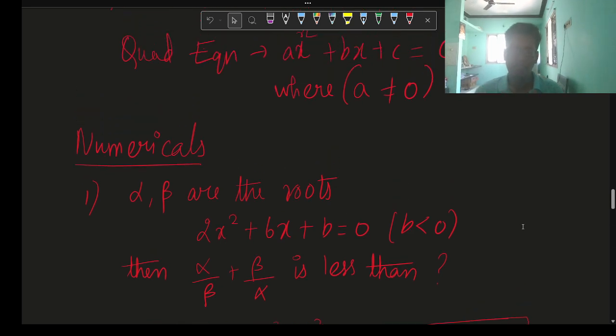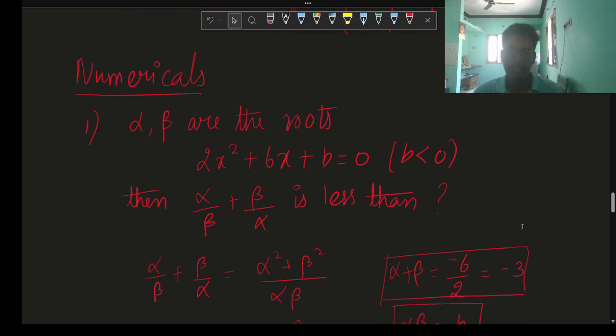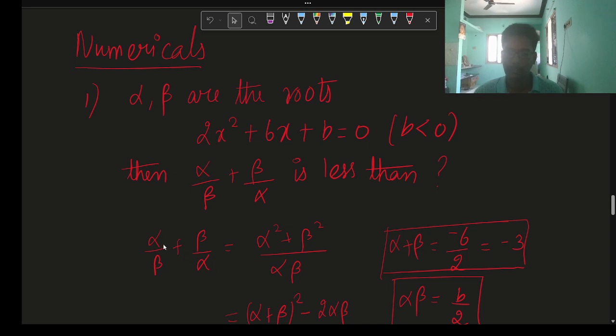So let's solve some numericals. Here alpha, beta are the roots for this particular equation, 2x square plus 6x plus b is equal to 0, where b is a negative term. Then alpha divided by beta plus beta divided by alpha is less than what? So let's solve. Alpha divided by beta plus beta divided by alpha can be written as, while cross multiplying, alpha square plus beta square divided by alpha beta.